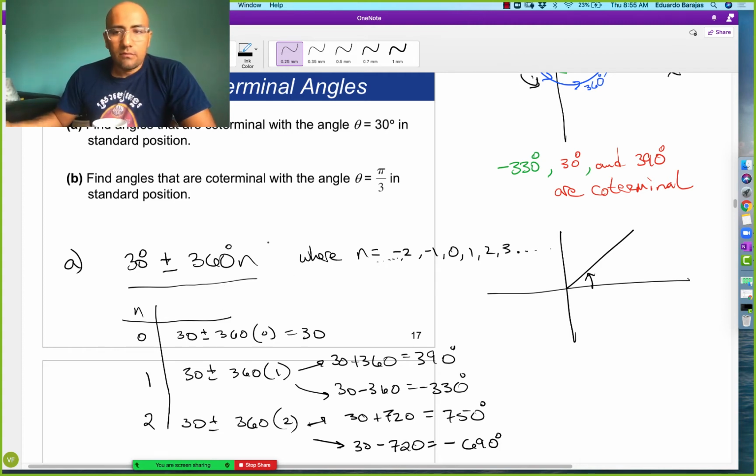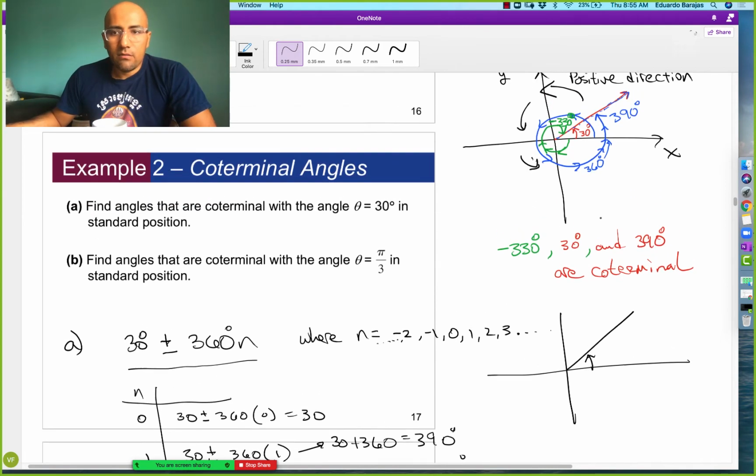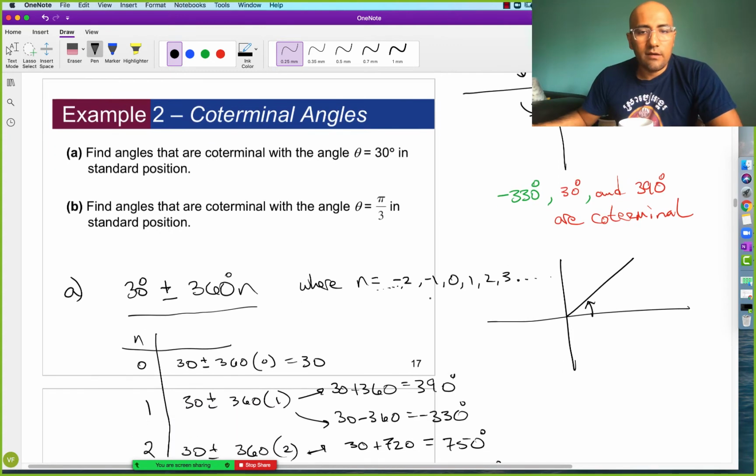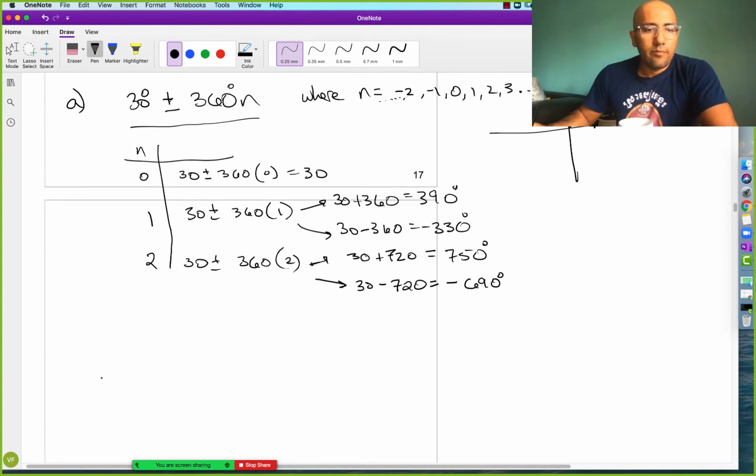Having that as a clue, it was kind of intuitive to think about where is 30 degrees and how do we add a full rotation. But armed with the idea that it's just adding and subtracting rotations, we can do the same thing for radians now. Find the coterminal angles of pi over 3. For part B, I can just say that it's pi over 3 plus or minus full rotations, which in radians are going to be 2 pi times n.